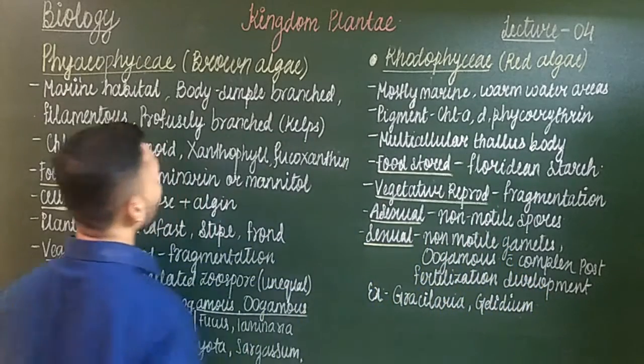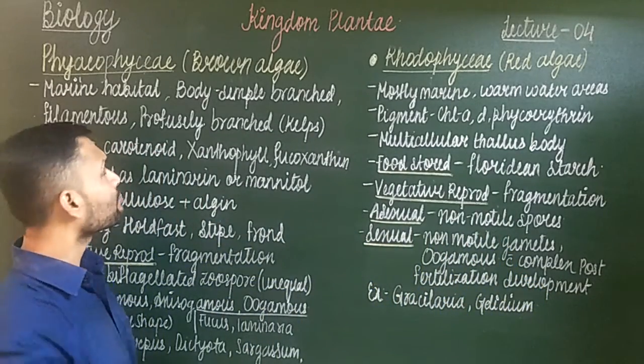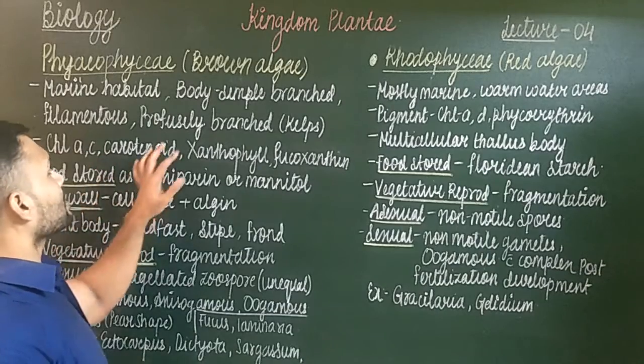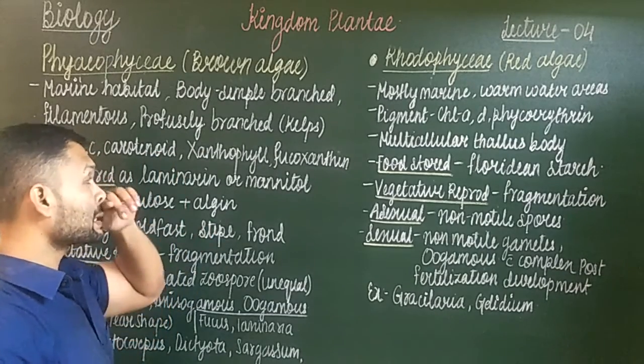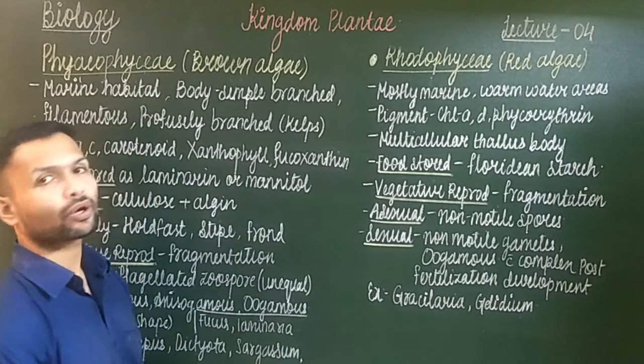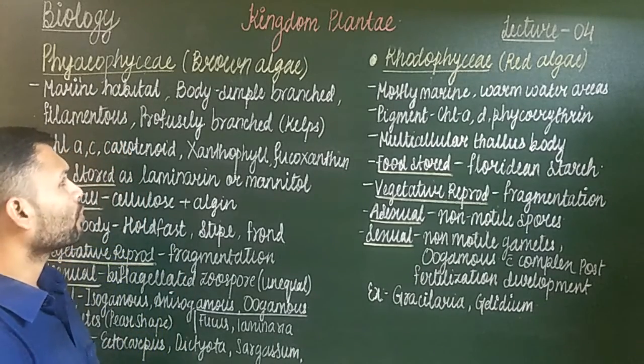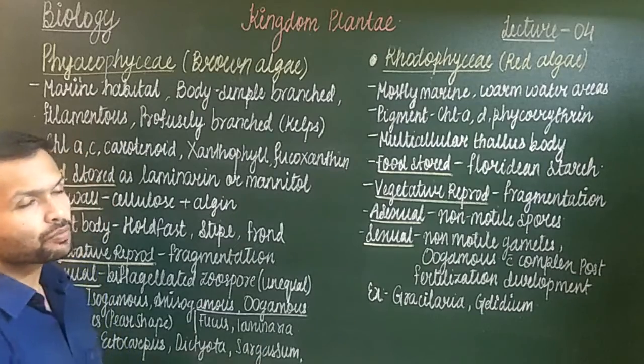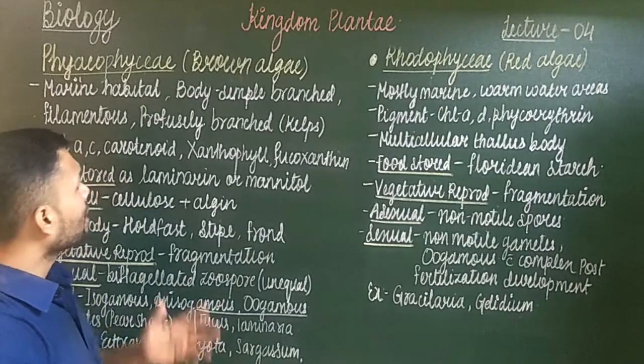So when we see the body of these, some are simple branched, some are filamentous, some are profusely branched, like kelps, and they can grow up to 100 meters also. So they can continuously grow in ocean waters, and form large profusely branched structures known as kelps.